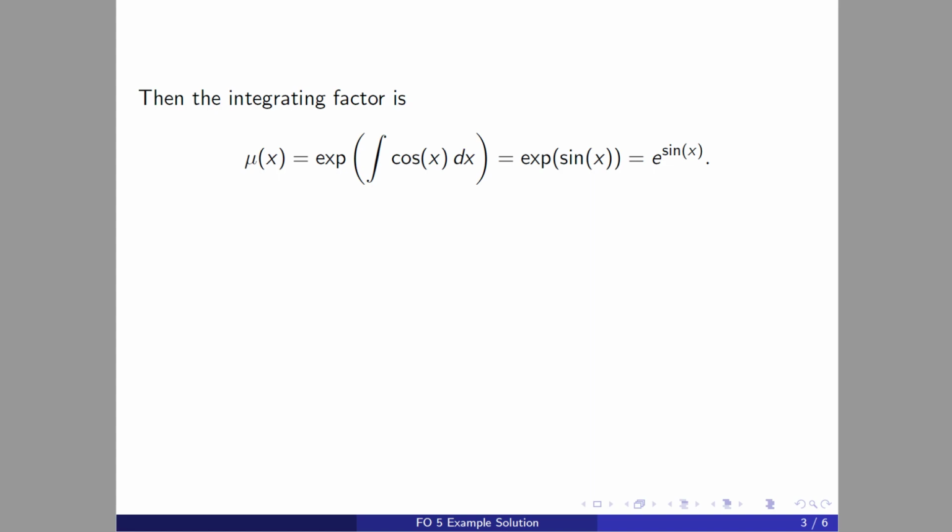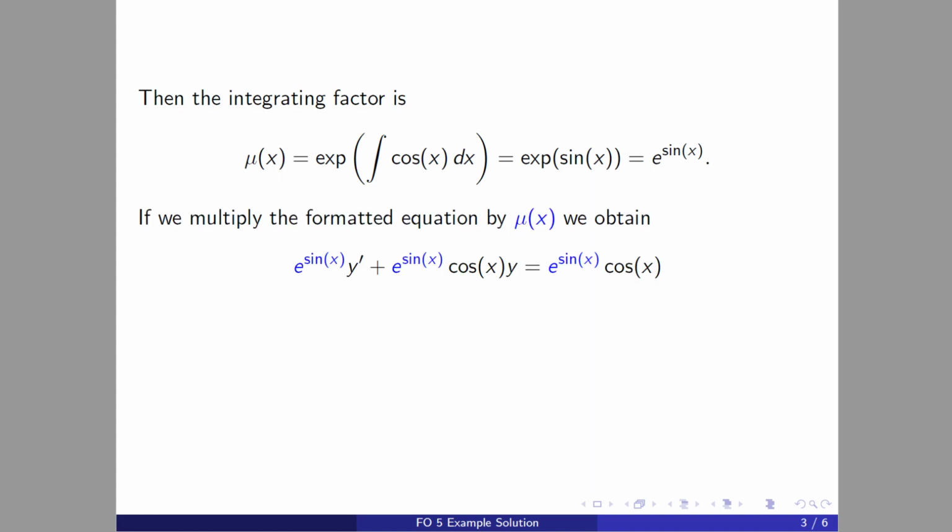So the integrating factor is e to the integral of p of x. So this is e to the integral of cosine, which becomes e to the sine x. Alright. We multiply the linear equation by this integrating factor. You see e to the sine x show up next to the y prime, the cosine of x times y, and next to the cosine of x on the right-hand side.